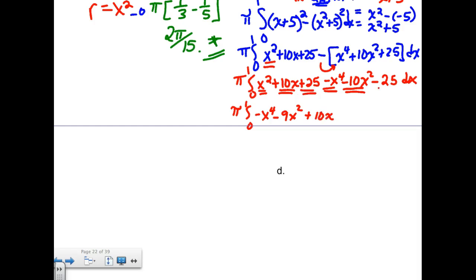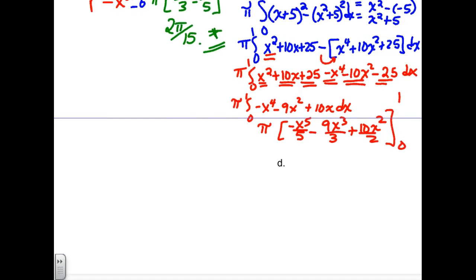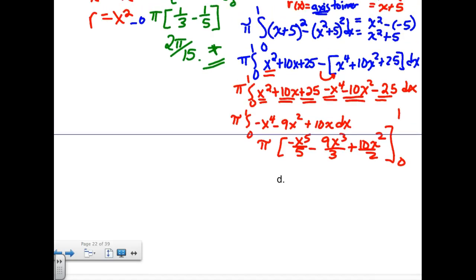And I had a plus 25 minus 25. Boom. And I still haven't integrated yet. So now I do the antiderivatives, and then I'm going to quit. Negative x to the fifth over 5 minus 9x cubed over 3, which I'd simplify, plus 10x squared over 2, which I'd also simplify, and then I go from 0 to 1. I'll leave the arithmetic on that one undone.